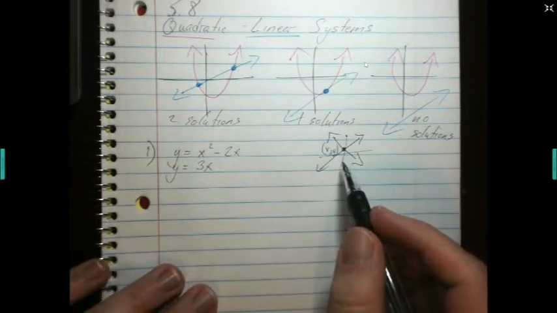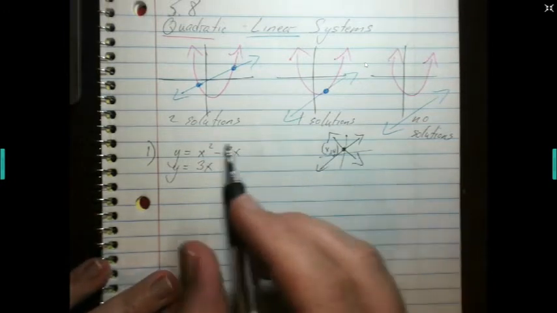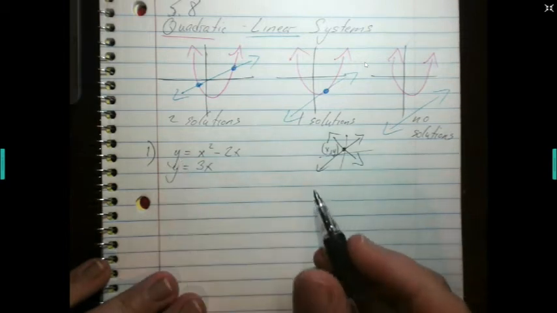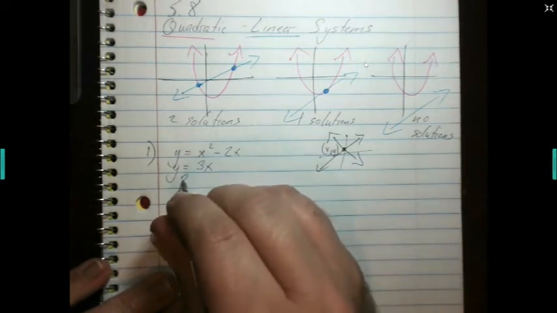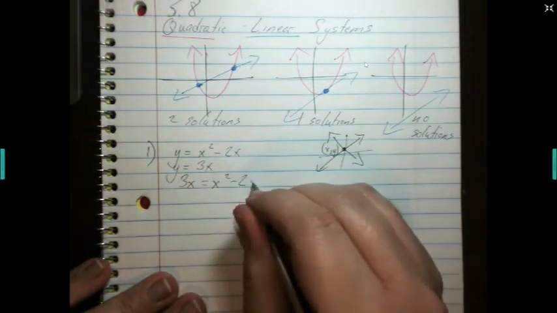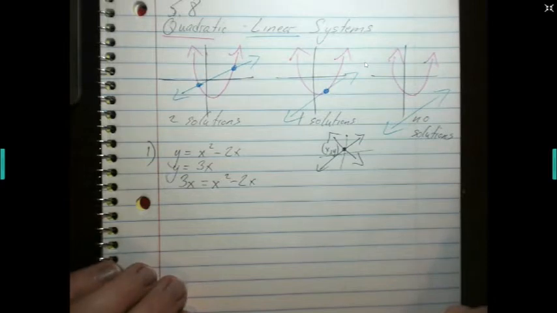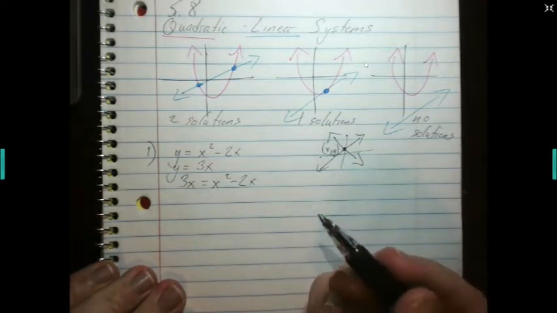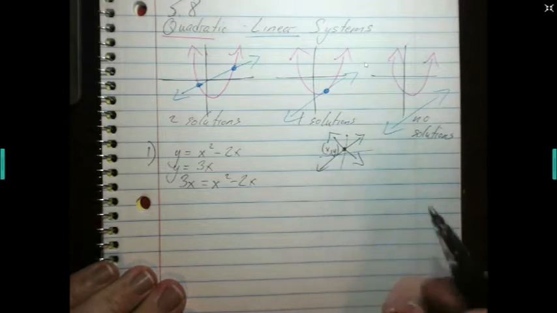We're not going to do elimination, we're just going to do substitution. They're both equal to y. Because of that, they're both equal to each other. So I can say, well, 3x is equal to x squared minus 2x. Well, here on out, this is just a normal quadratic that we've solved a bunch. You've seen the quadratic formula, you've seen factoring, you've seen a bunch to do it.